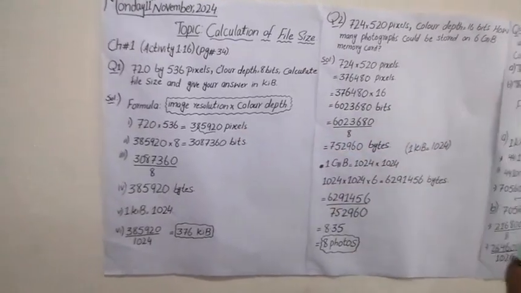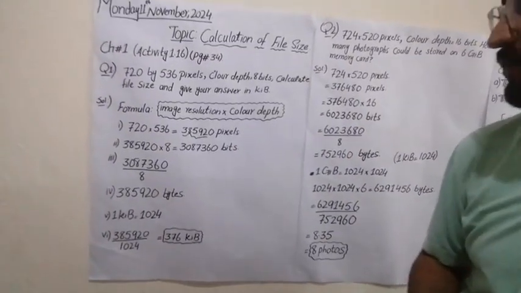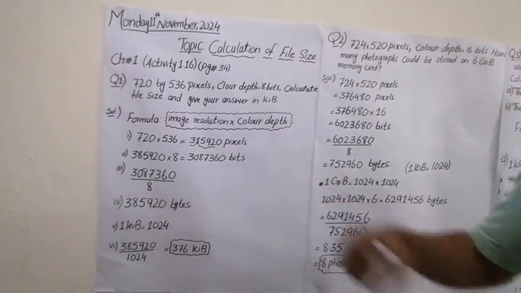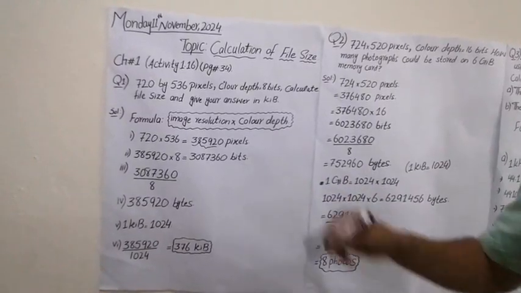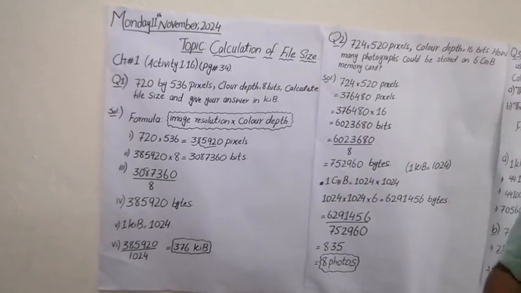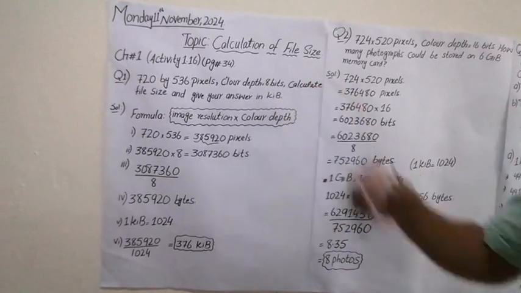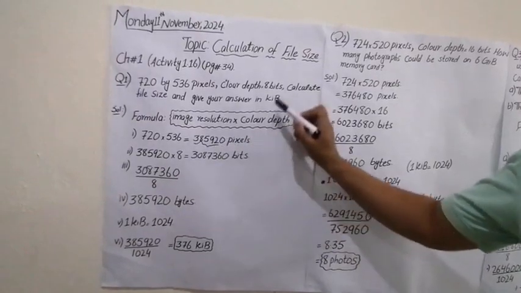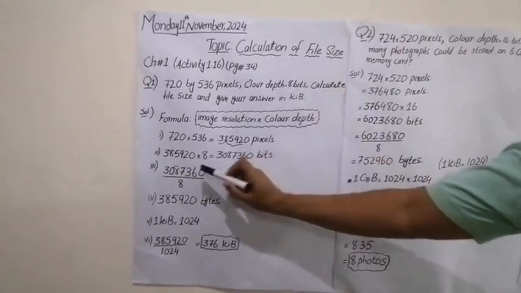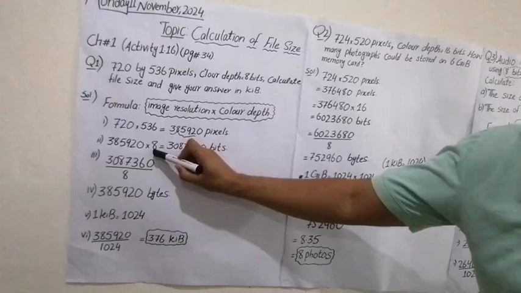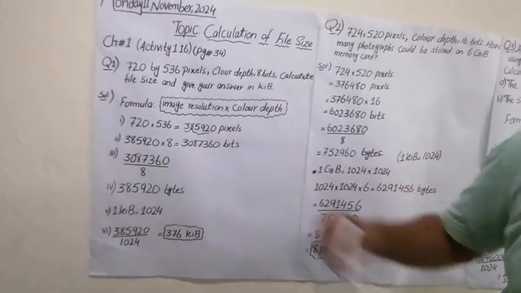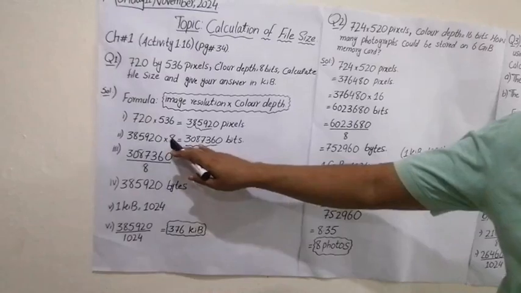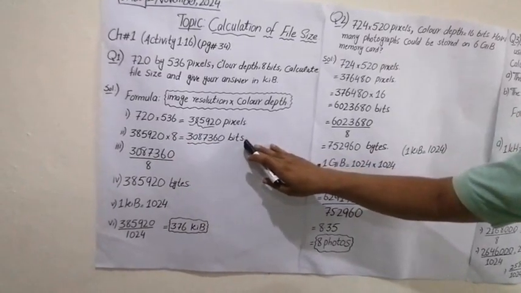And let's move to the next step, that is we have to convert this value of pixels into bits, right? For that we have to see the color depth given in the question. Color depth is 8 bits. So we are going to multiply this value of pixels with the given color depth in the question. This value multiplied by 8 and you will get this value here, that is in bits. So by multiplying this you will get your value in bits.